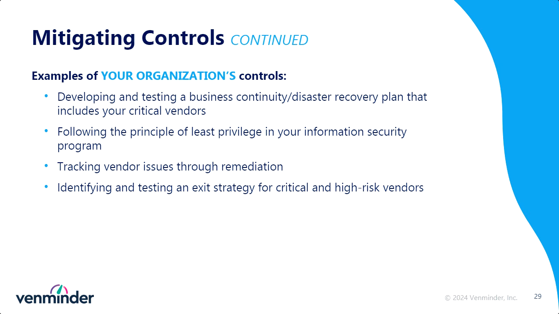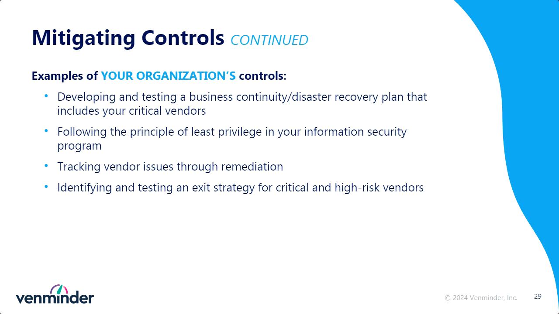Here are some examples of your organization's controls to mitigate vendor risk. Developing and testing a business continuity and disaster recovery plan that includes your critical vendors would be an important control to have in place. Other common controls might be following the principle of least privilege and not giving your vendor more access than what is necessary for them to perform their function.